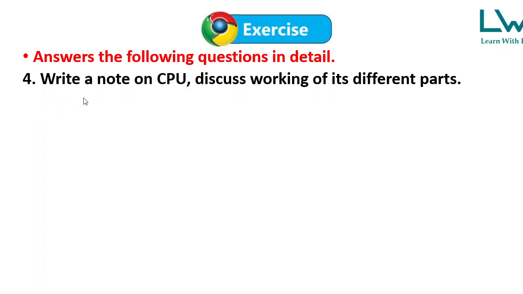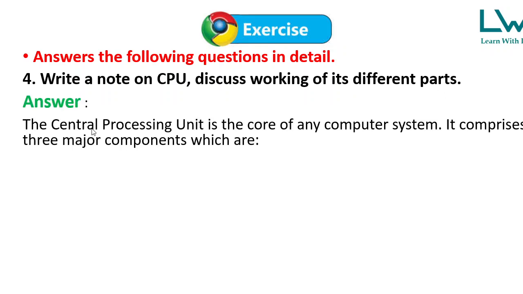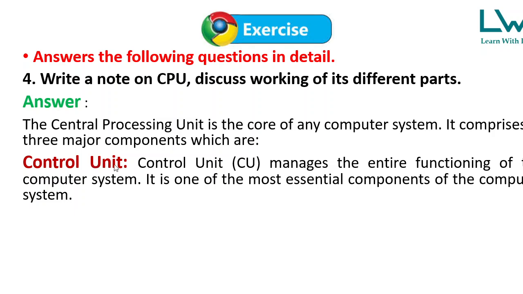Question number 4. Write a note on CPU. Discuss working of its different parts. The central processing unit is the core of any computer system. It comprises three major components, which are control unit, also called CU. Control unit manages the entire function of the computer system. It is one of the most essential components of the computer system.